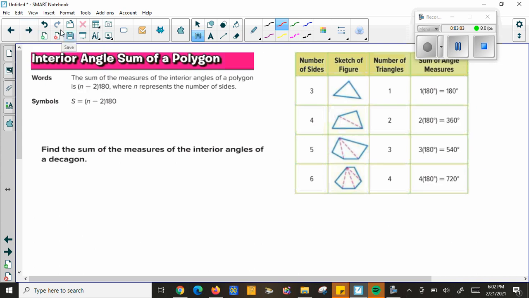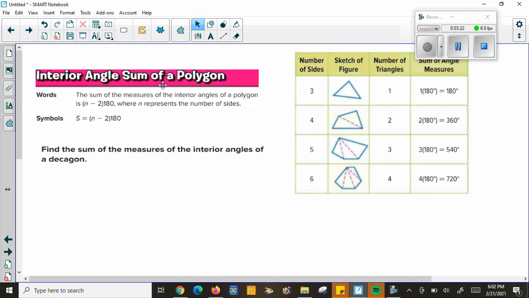To start off talking about the angles, we have what's called the interior angle sum of a polygon. We know interior means inside, and what this is looking at is the total of all of the inside angles. So interior, again, is inside.